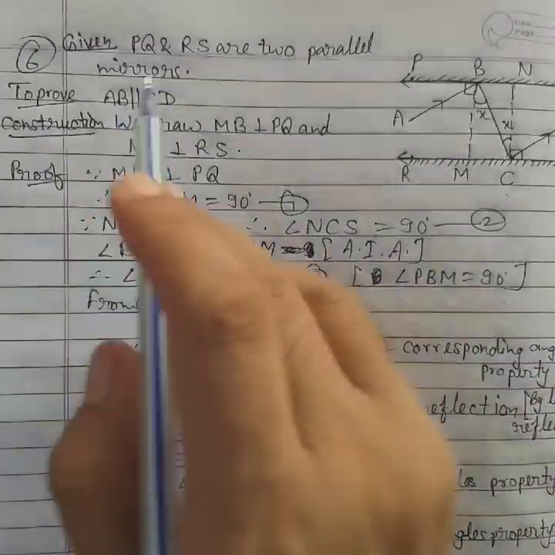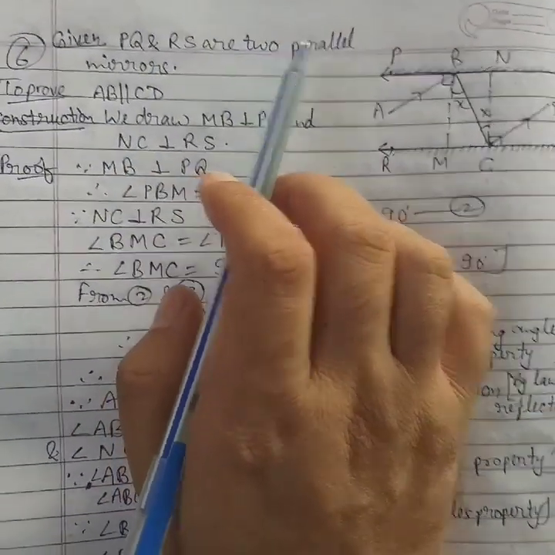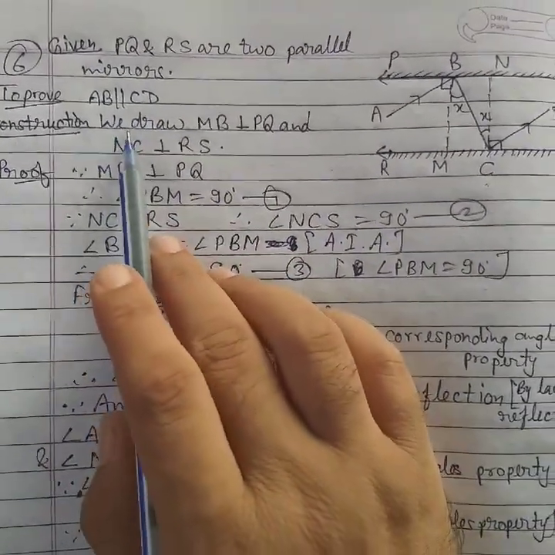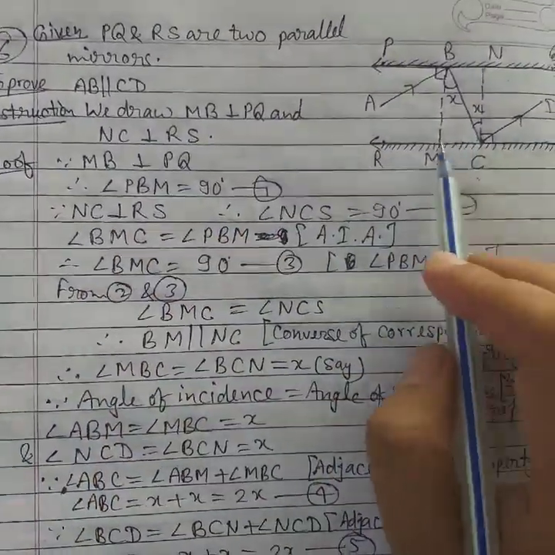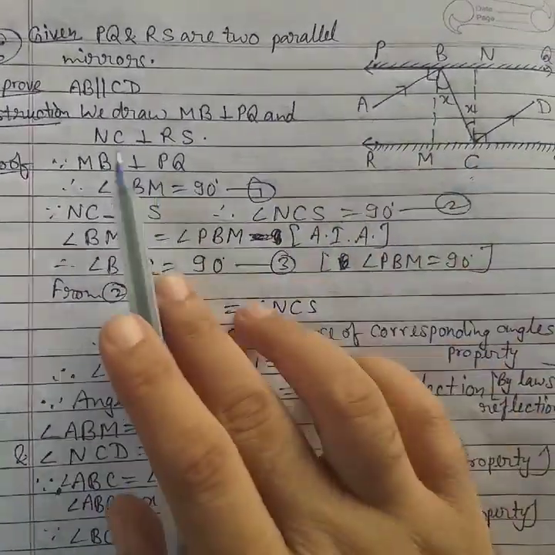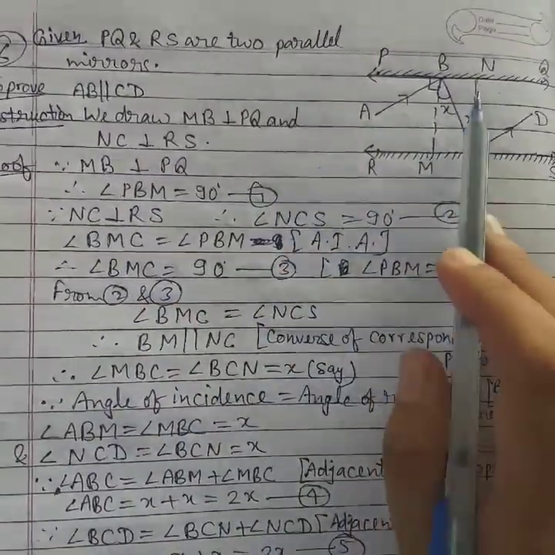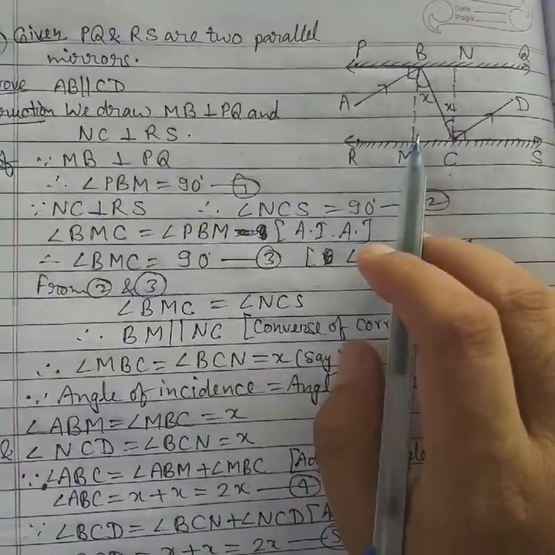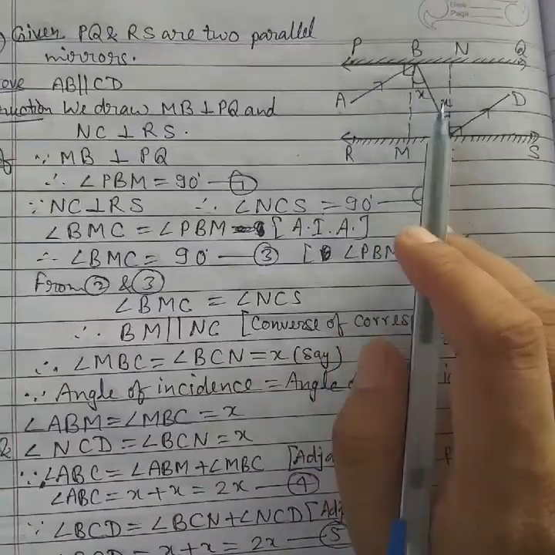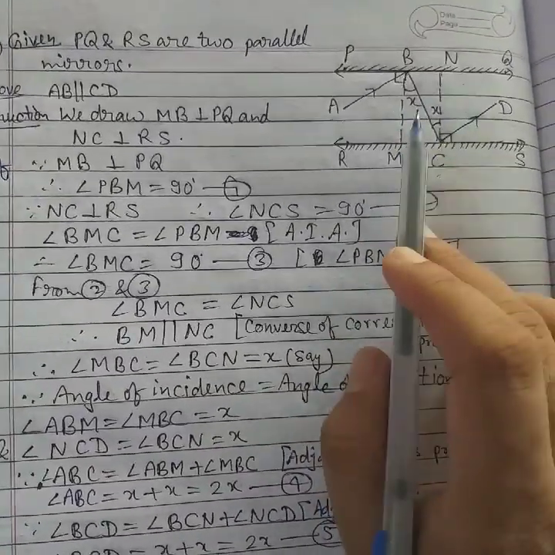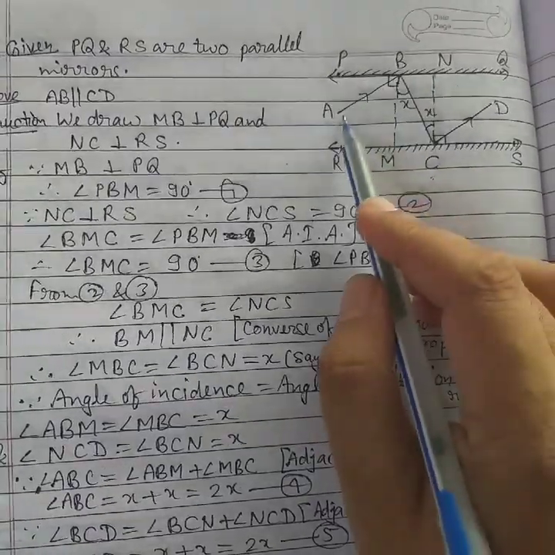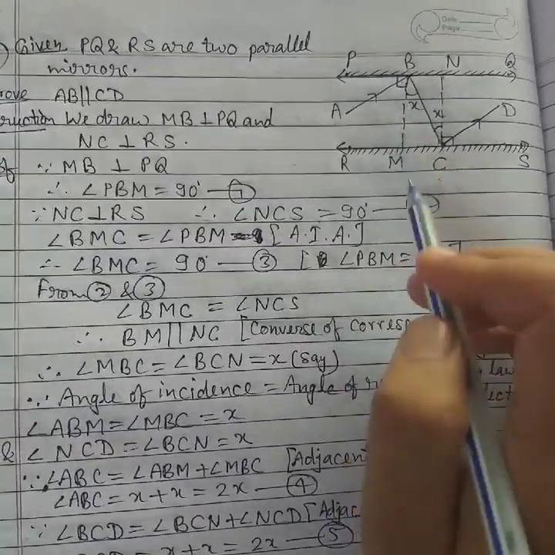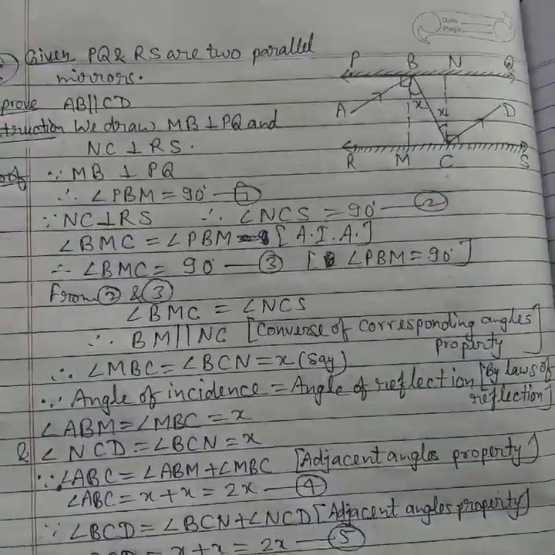So here, given PQ and RS are two parallel mirrors. Clear. To prove AB parallel to CD, there is a construction. We draw MB perpendicular to PQ, so this angle is 90 degrees, and NC perpendicular to RS, so angle NCS is 90 degrees. Why do we draw these lines? Because in mirror reflection the angle of incidence equals the angle of reflection, which is measured from the normal. If BM is the normal, then angle ABM is the incident angle and angle MBC is the reflection angle. That is why we had to draw the perpendicular normal. Okay, the line perpendicular to the plane is called the normal.